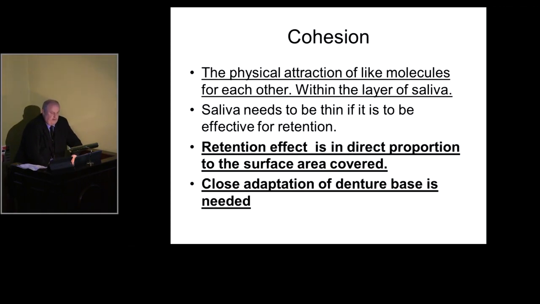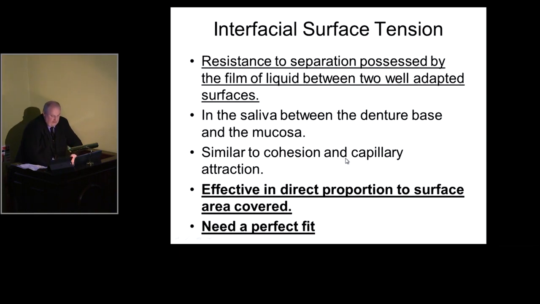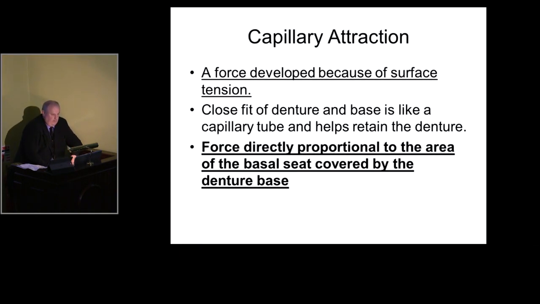Cohesion, physical attraction of like molecules, so within the saliva. What's essential for this? We need thin saliva. Thick, ropey saliva is a disadvantage. What's the key? The key is surface area covered. You must have maximal surface area for good retention. Capillary attraction, like in the capillary tube and the meniscus, force is directly proportional to the area covered. So you're getting the message: area covered.